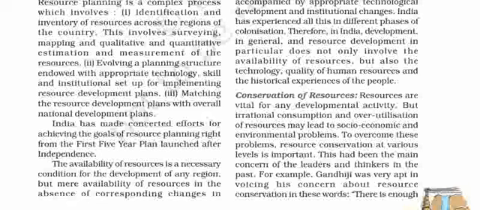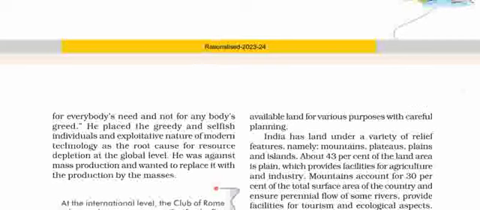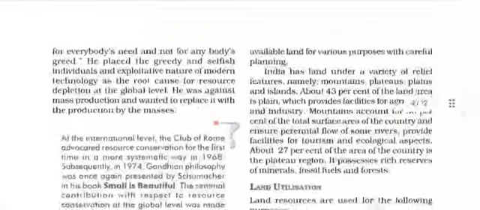This had been the main concern of the leaders and thinkers in the past. For example, Gandhiji was very apt in voicing his concern about resource conservation in these words: There is enough for everybody's need and not for anybody's greed. He placed the greed and selfish individuals and exploitative nature of modern technology as the root cause for resource depletion at the global level. He was against mass production and wanted to replace it with production by the masses.